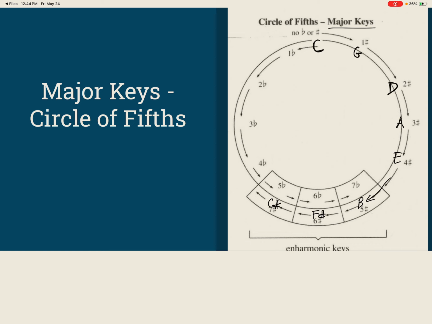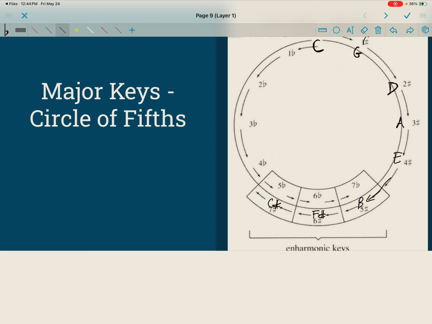So G, your 1 sharp, if you think about the order of sharps, you have F sharp, C sharp, where Charles goes down and ends battle, right? So this is my order of sharps, and that is applicable to the circle of fifths.